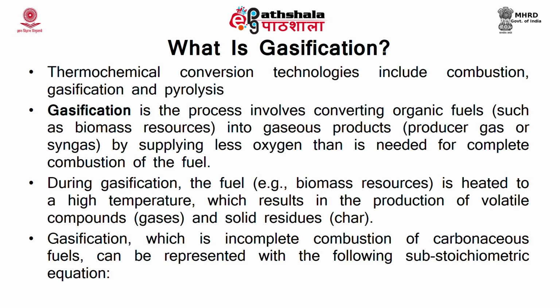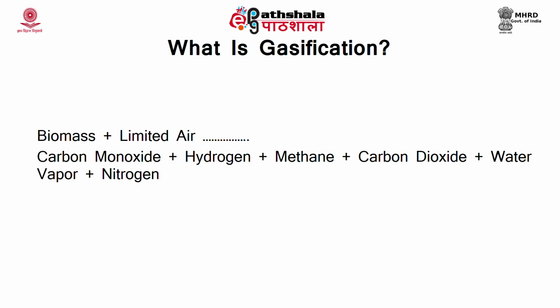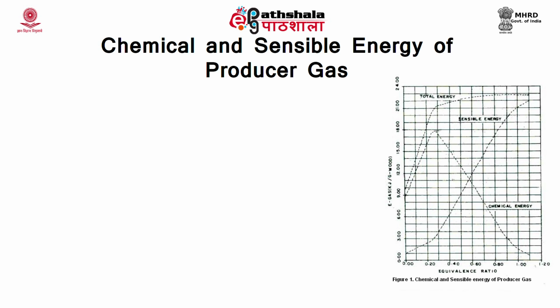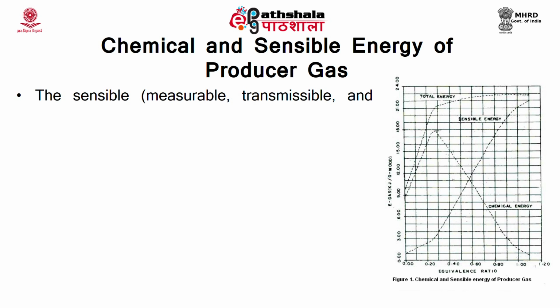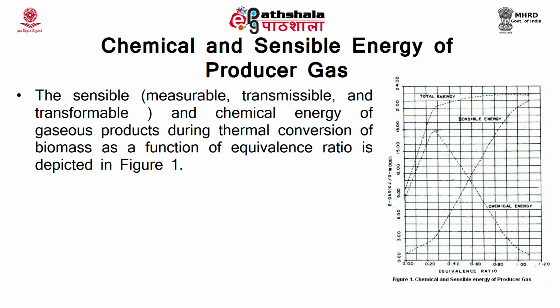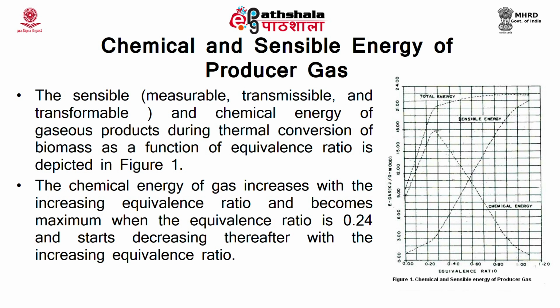Gasification is an incomplete combustion of carbonaceous fuel. It can be represented as biomass plus limited air produces carbon monoxide. You can say it is a mixture of carbon monoxide, hydrogen, methane, carbon dioxide, water vapor and nitrogen. The sensible and chemical energy of these gases during thermal conversion of biomass as a function of equivalence ratio is depicted in this figure. The chemical energy of gas increases with increasing equivalence ratio and becomes maximum when the equivalence ratio is 0.24, and starts decreasing thereafter with increasing equivalence ratio.